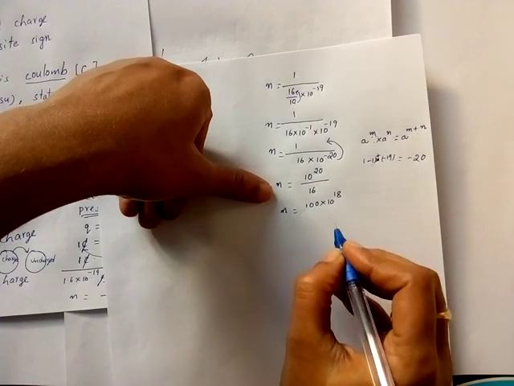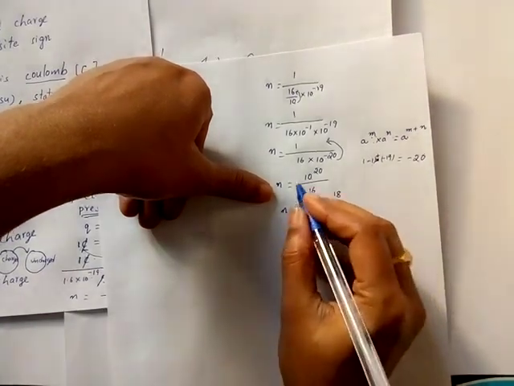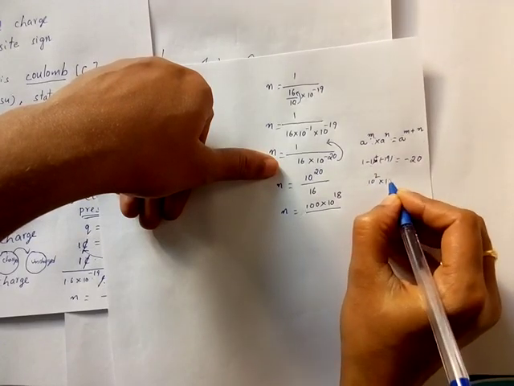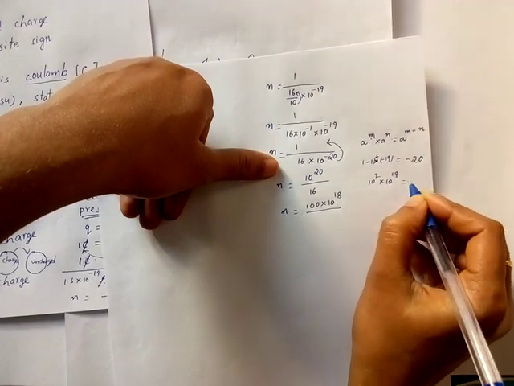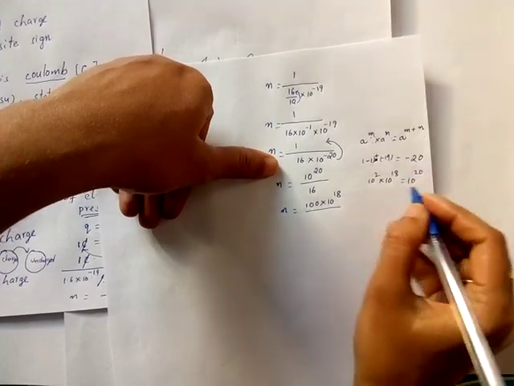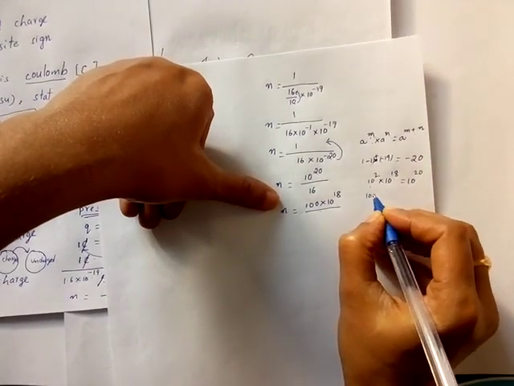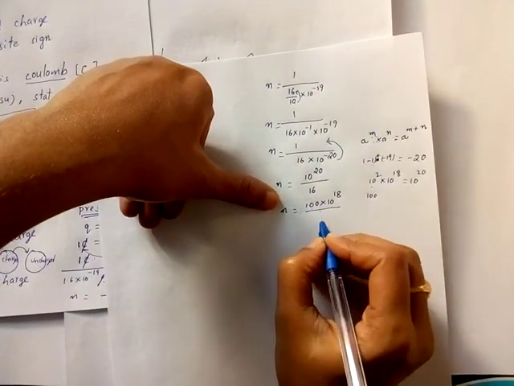I hope this you can do on your own. That's why I am again not writing like this. So 10 square into 10 to the power of 18 is nothing but 10 to the power of 20, isn't it? I have just separated like this. So this 10 square I am writing as 100. So this is that 100.